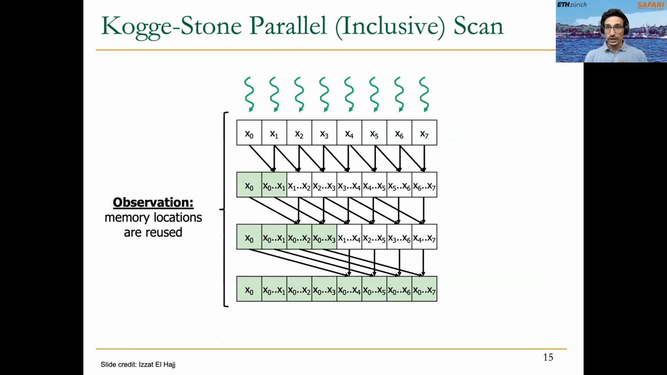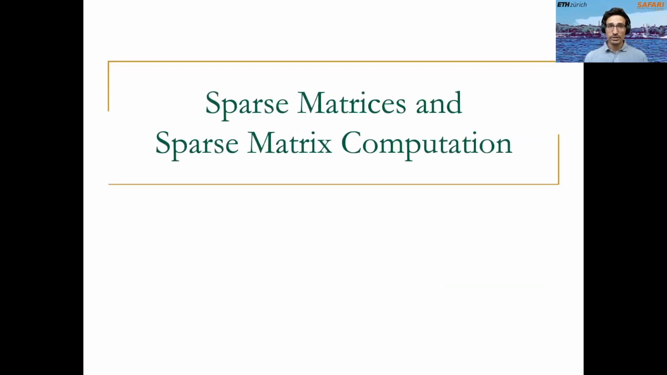We also discussed the low-level algorithms. We presented Brent-Kung and also Kogge-Stone, which is likely more suitable for GPUs. We discussed as well how to optimize the implementation of these algorithms. So now let's talk about sparse matrices and sparse matrix computation.